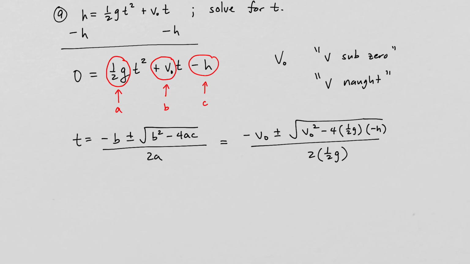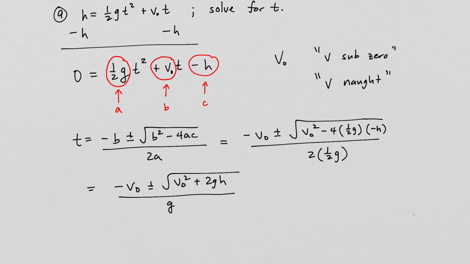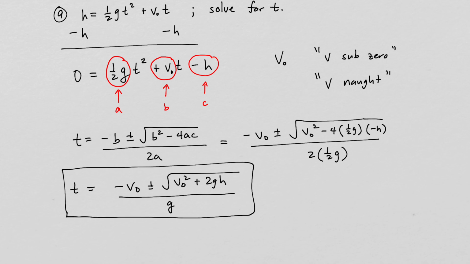And then we just need to simplify our answer here. So we have negative v naught plus or minus the square root of v naught squared. And here we have a negative times a negative is a positive. 4 times 1/2 is 2, so we have 2gh. All divided by g. And there are 2 answers here for t. Okay, and notice that your answer contains the other variables because we don't know the values of those other variables.